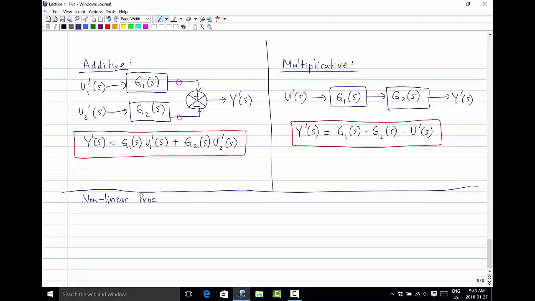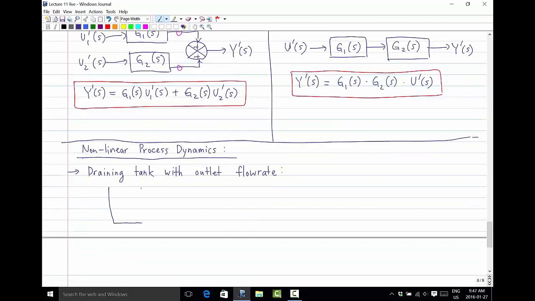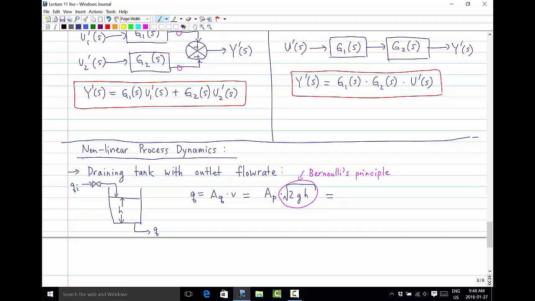The last part of this lecture talks about the different nonlinear process dynamics that can be approximated as linear. For example, if we have a draining tank with a pipe at the outlet instead of a valve, we can write the equation relating the height of the tank to the outlet flow rate of the tank using Bernoulli's principle, which is simply a conservation of energy equation. This gives us a relationship between the height of the tank in square root form to the outlet flow rate of the tank Q. The different constants in front of the square root term can be lumped together into one single constant, which we call K of Q.